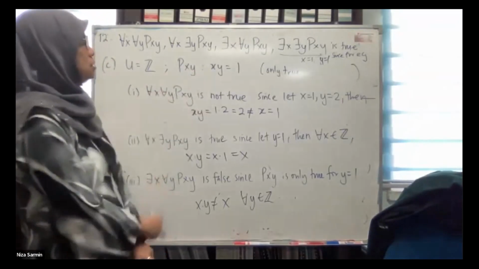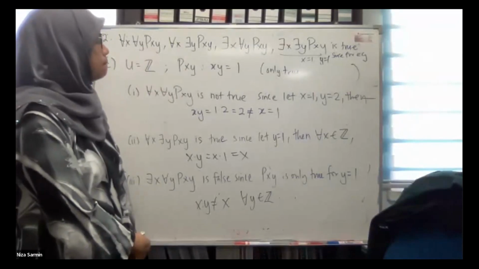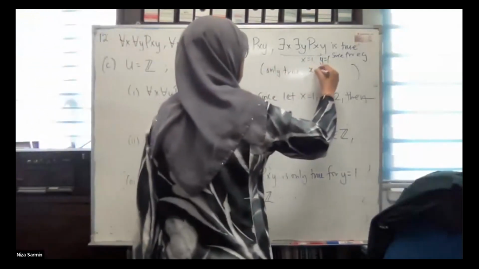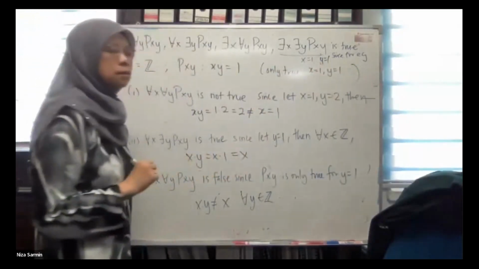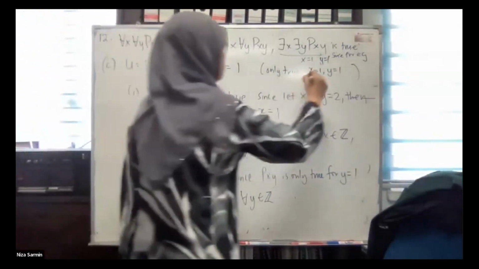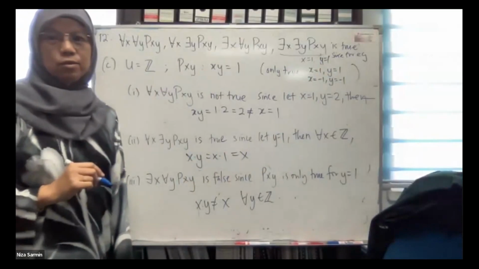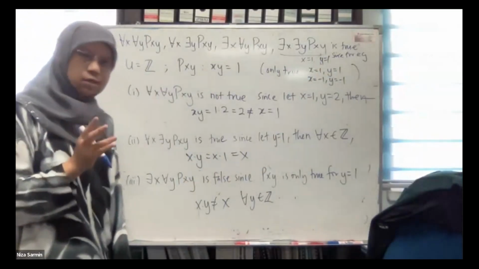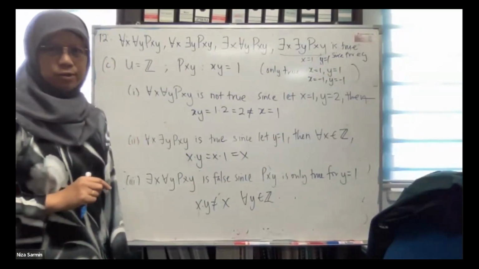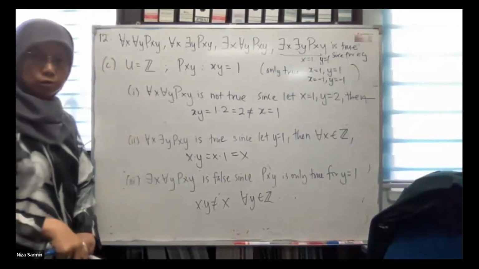Okay. When is this true? For x and y, both are 1, or both negative 1. Okay, this is the very basic one. You have to think first. When you multiply two integers, how do you get 1? This is the only one, right? That is true.